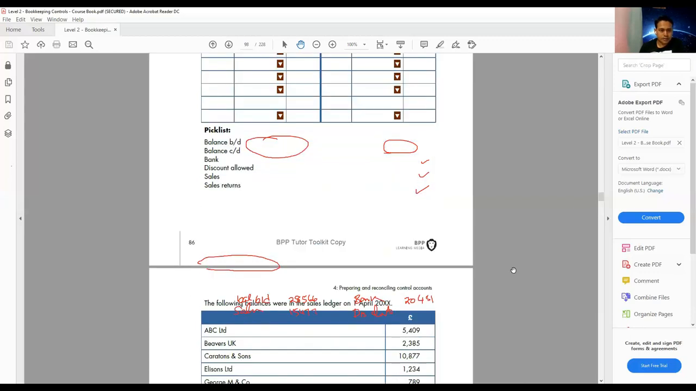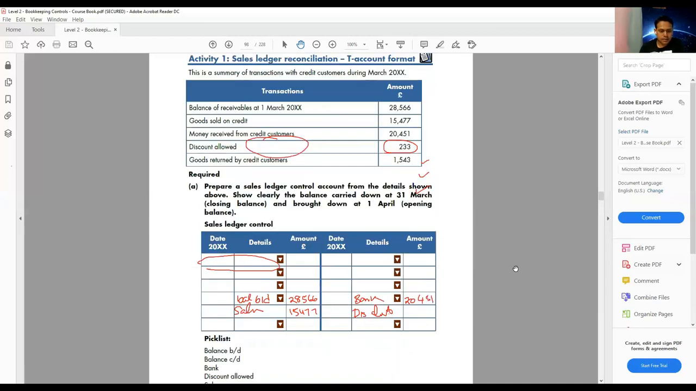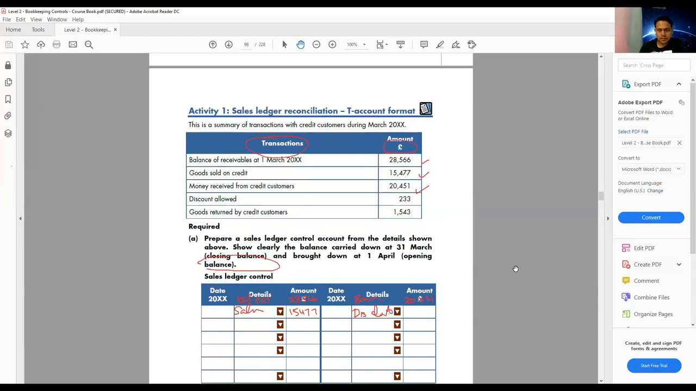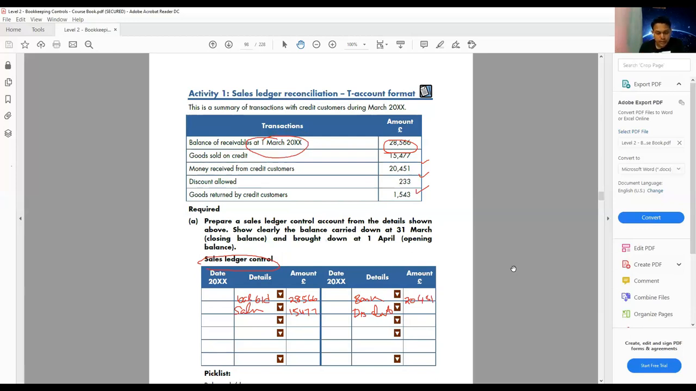Okay. So we record here discount allowed, which is 233, and we have sales return, that is 1543. That's it. So opening balance on the debit side, if there are more sales, we record on the debit side again. If money is received from the customer, record on the credit side. And if there is a return, again on the credit side, and discount allowed on the credit side.